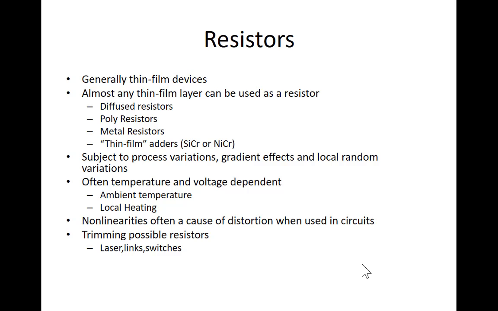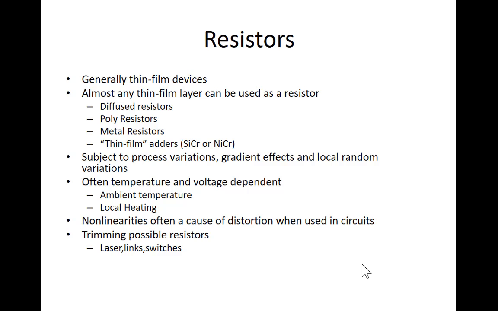Some of the resistors we have are trimmable. You can go in with a laser and trim some of the resistors that we have available. All of these resistors are subject to process variations. So what you get today and what you get tomorrow is going to be a little bit different. If you go across the wafer, the sheet resistance might not be the same in the middle of the wafer as on the end, or not necessarily even the same on the middle of a die as it is on the end of a die.